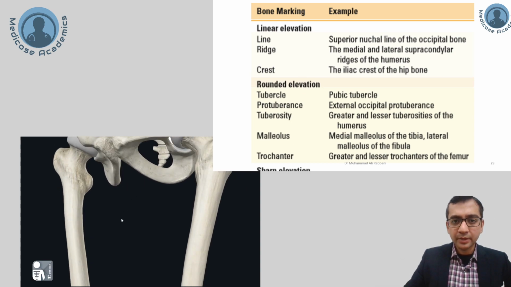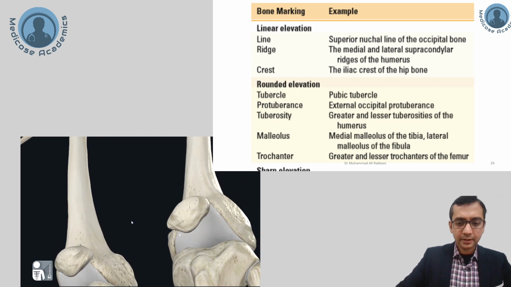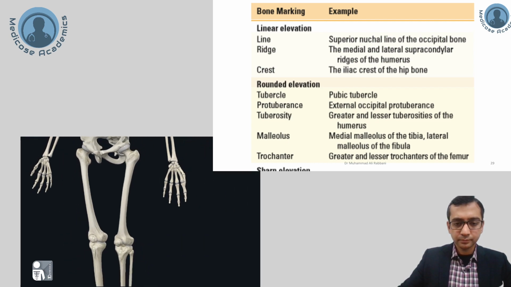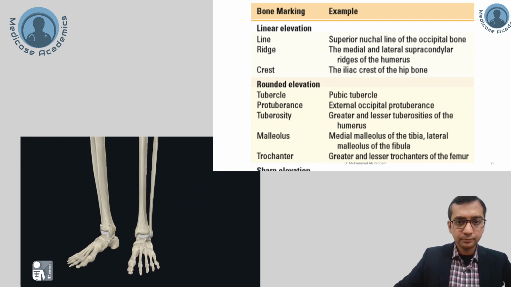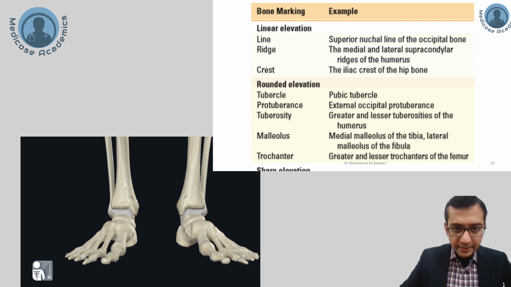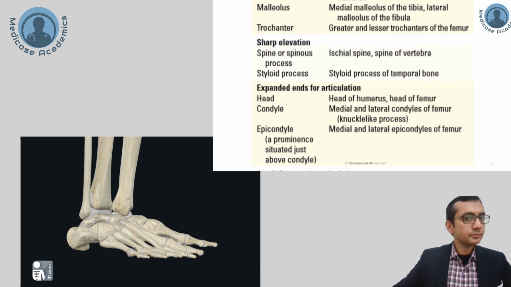Malleolus, it's the prominences around the ankle. Like, let me show. These parts, this area, that is the medial malleolus. This area is the lateral malleolus. You can palpate them along your ankles also.